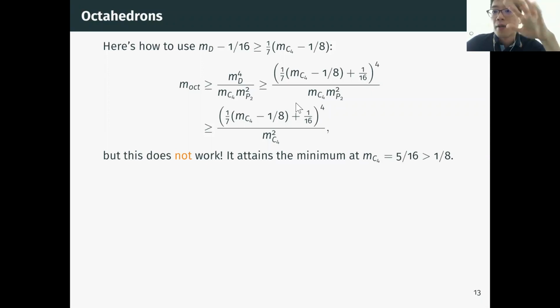So this optimization of a rational function is quite subtle, that even if you have the right inequality to apply, if you apply it in a sloppy way, then it fails. So here's a correct way of using it.